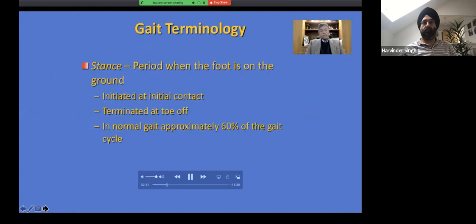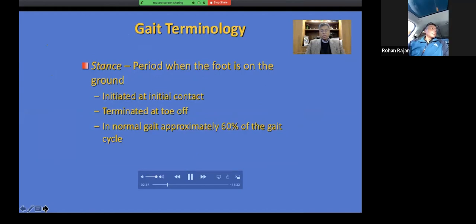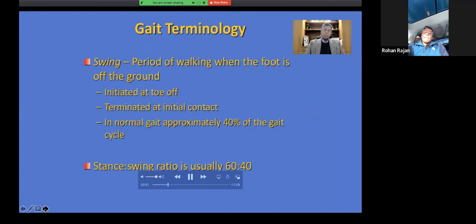The stance period is the period when the foot is on the ground, which is initiated at initial contact and terminated at toe-off, and makes up about 60% of the gait cycle. The swing period of walking is when the foot is off the ground, which is initiated at toe-off and terminated at initial contact, making up 40% of the gait cycle. Hence, the stance-swing ratio is usually 60 to 40%.